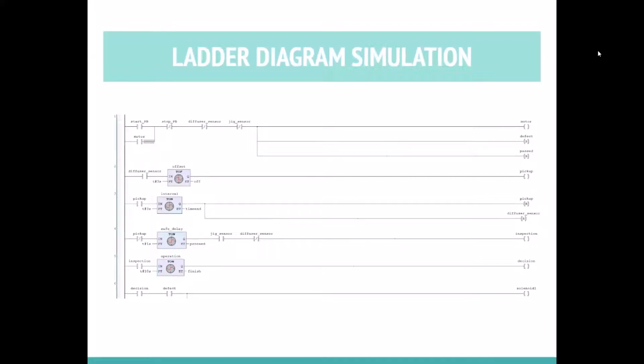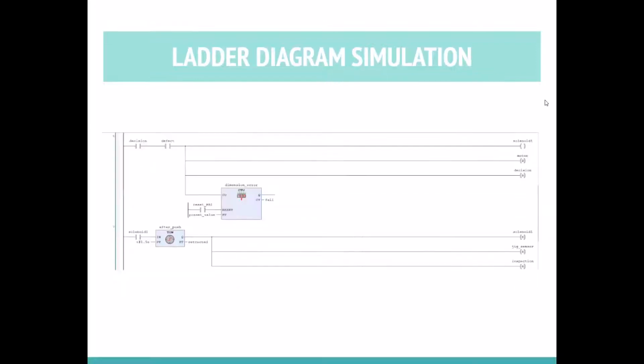So for example, we have the diffuse sensor. The diffuse sensor is where we detect the item on the conveyor belt, whether they have reached the workspace of the jig inspection. And then we also have the pickup operation, where the items will be picked up from the conveyor into the jig workspace.